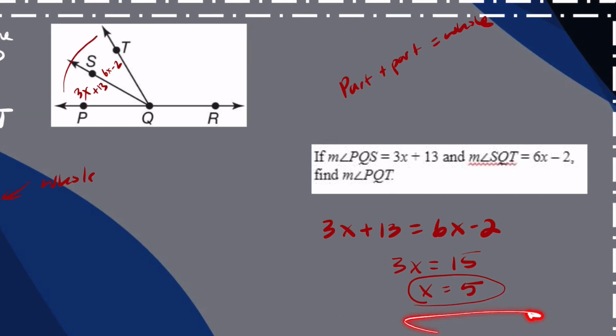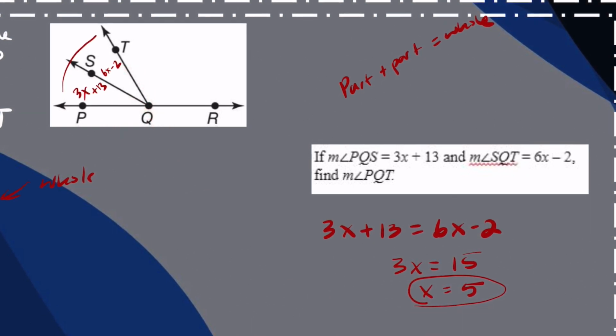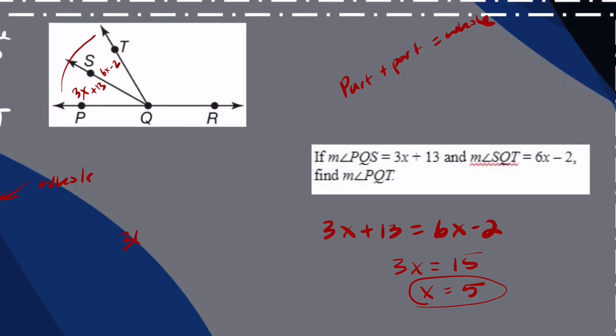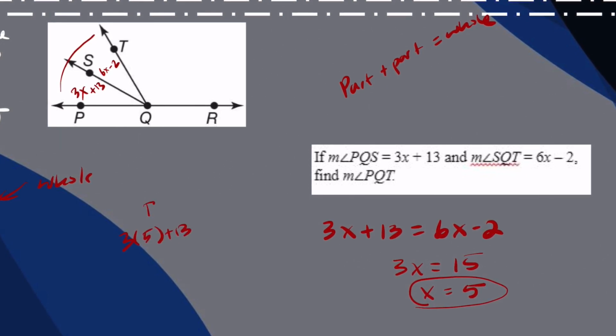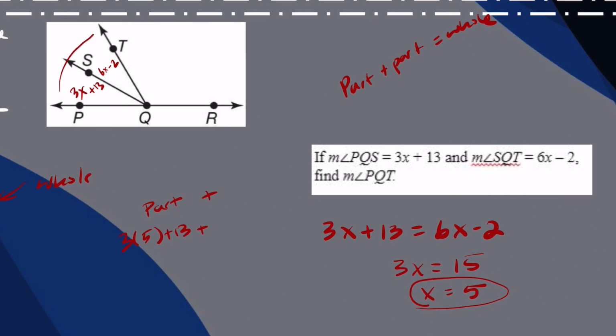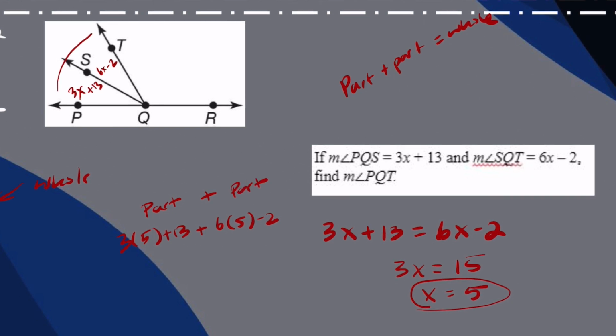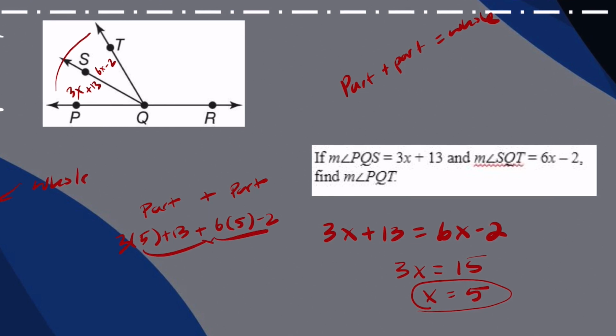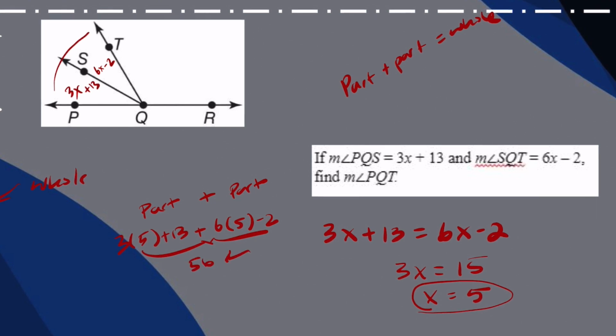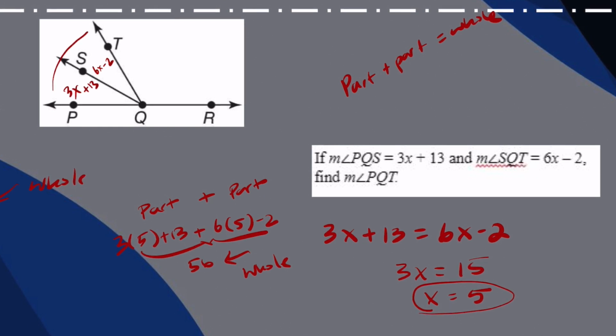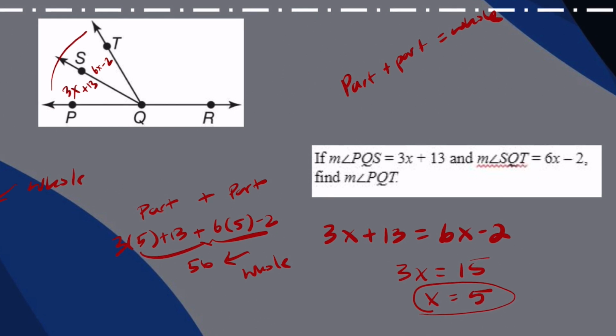So if x is equal to 5, all I got to do is start plugging it in. So 3 times 5 plus 13, which is my part, plus I have 6 times 5 minus 2, which is my other part. If I figure this whole thing out, if I put this in the calculator or do it in my head, I'm going to get 56, which is my whole thing. Okay? So what I did from the start to the end is I'm just trying to figure out my steps.